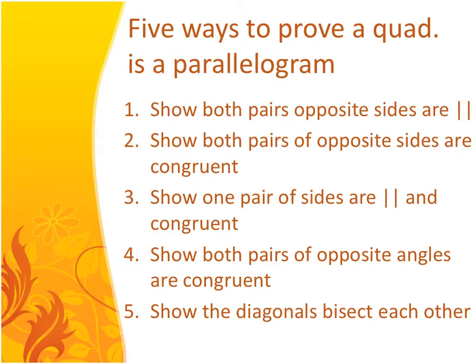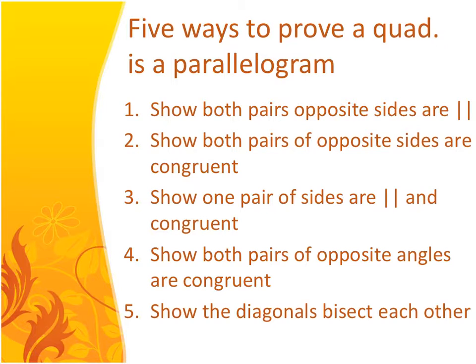All right, so this one sums it all up. There's 5 ways to show that a quadrilateral is a parallelogram. Both pairs of opposite sides are parallel. Both pairs of opposite sides are congruent. One pair are both parallel and congruent. Both pairs of opposite angles are congruent, and then the diagonals bisect each other.